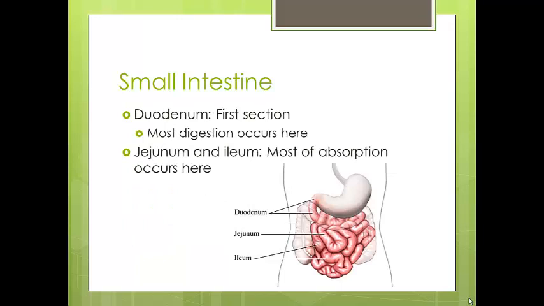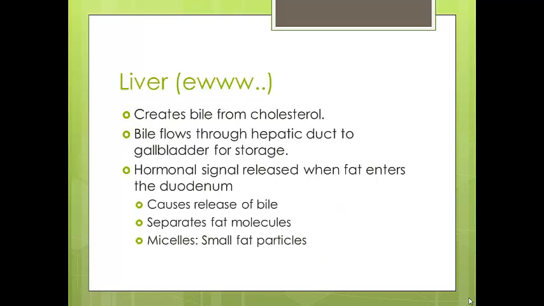The duodenum is the first part of the small intestine, and the majority of digestion occurs here. The jejunum and the ileum is where most of the absorption occurs. Mostly 90% of absorption occurs in these two parts of the small intestine.